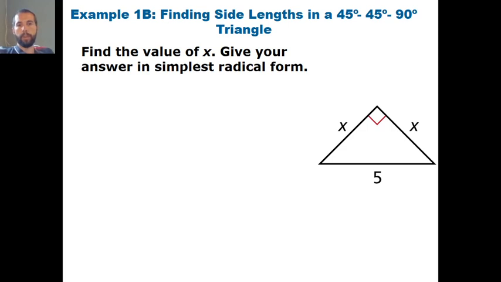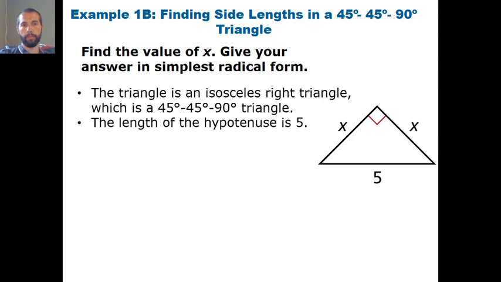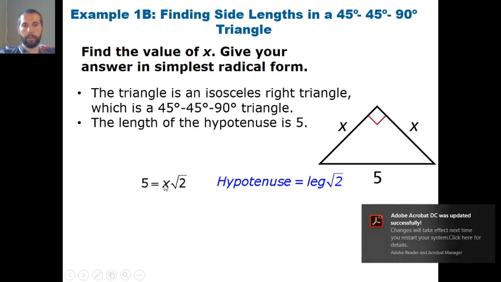So in this one, we're given the length of 5. 5 is the hypotenuse. So now we're given the hypotenuse, but we want the length of the leg. So what's the rule? We do the hypotenuse equals the leg times the square root of 2. So the hypotenuse is 5. It's equal to the leg, which is x times the square root of 2. So we plug that in. Hypotenuse equals leg times the square root of 2. Now we need to figure out what x is.